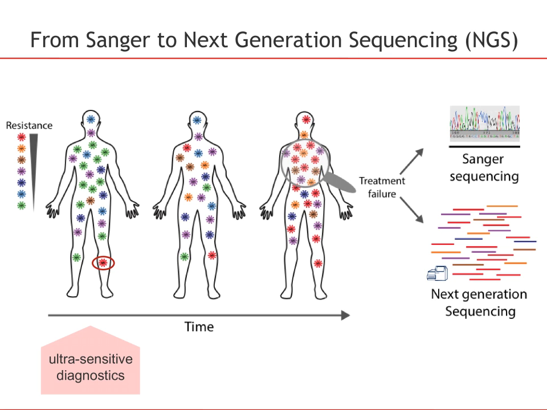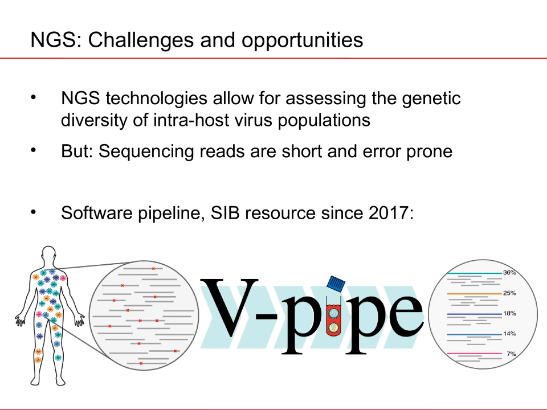Traditional sequencing methods can only show an overview. They cannot show the diversity which is happening inside the host. A solution to be able to see the diversity and see the rise of new variants much earlier would be using next-generation sequencing. NGS technologies allow for seeing such fine details, but they come with their own shortcomings. The reads are short and the method is prone to error.